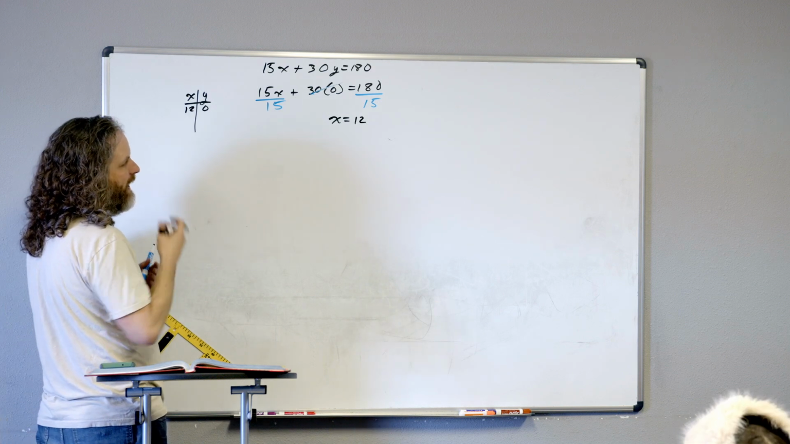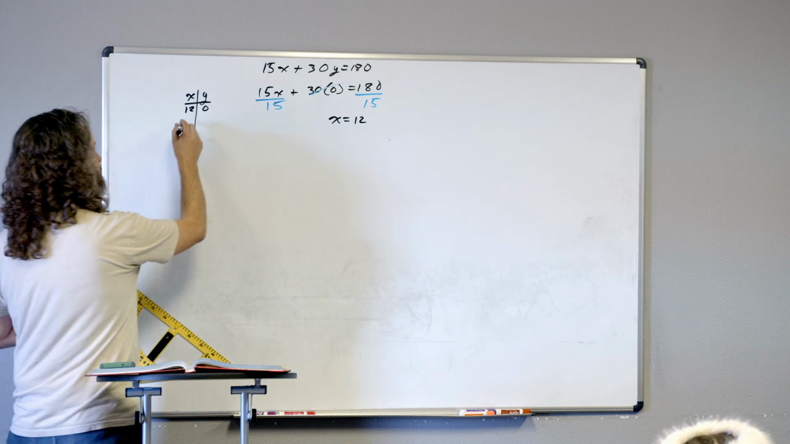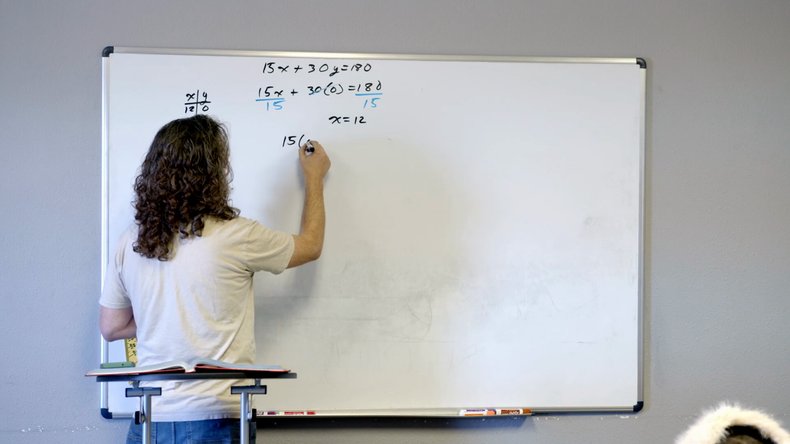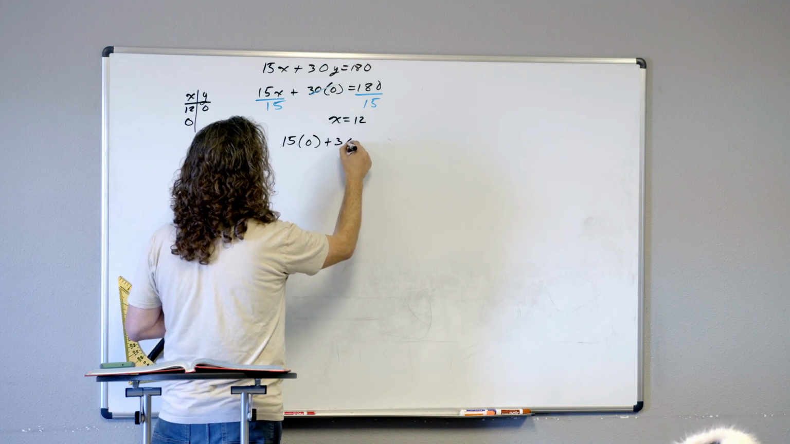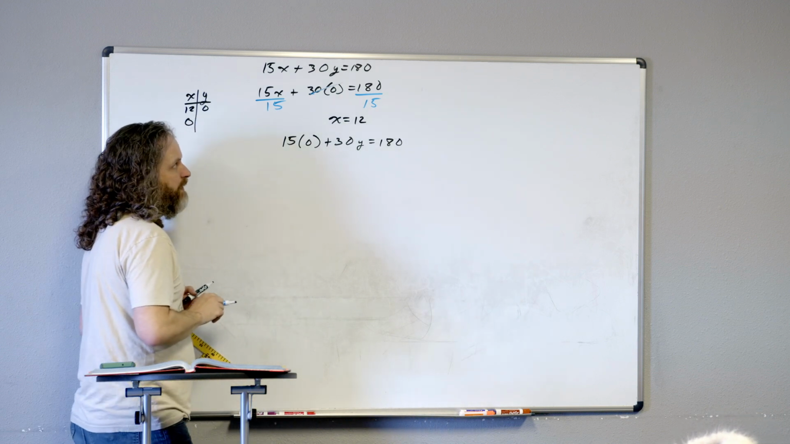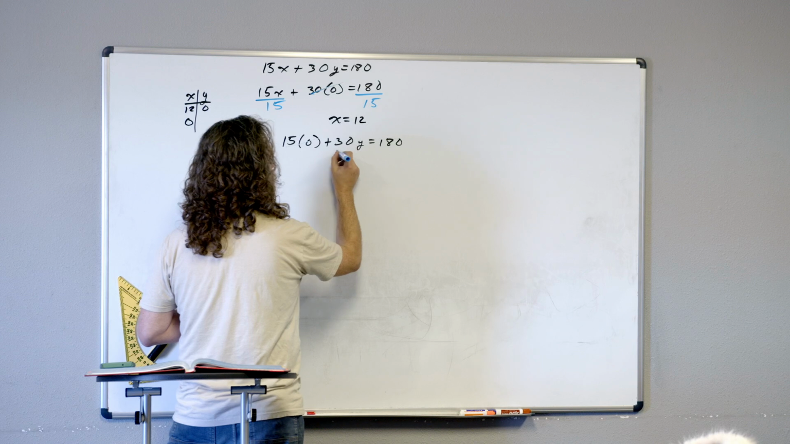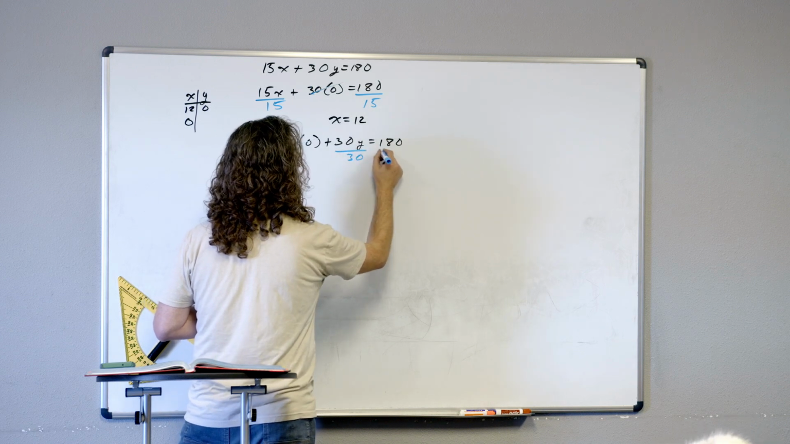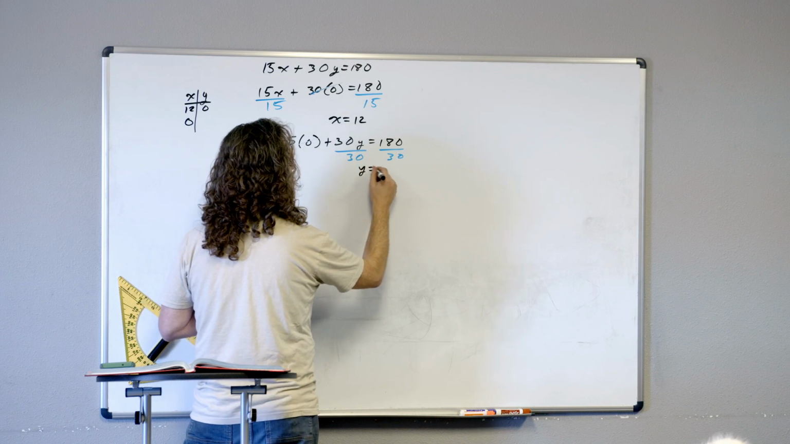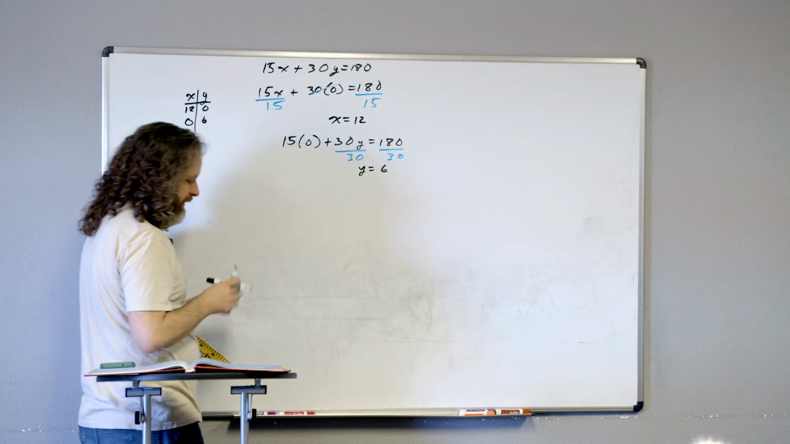To find the y-intercept, what do I do? Replace the x. Right. So 15 times 0 plus 30y equals 180. So what happens? This one goes away. So y equals 6. Okay, so now we need to graph the thing.